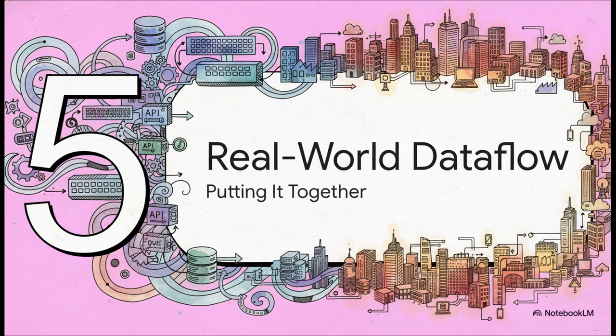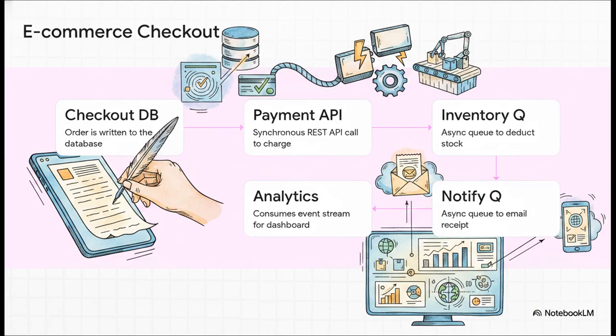Section 5. Real-world data flow in action. Let's bring it all together. All right, we've covered a lot of abstract concepts today. Databases, APIs, queues, compatibility. Now for the really fun part. Let's see how all of this comes together in a massive, real-world e-commerce checkout flow.